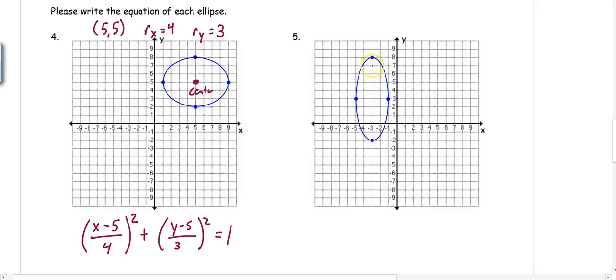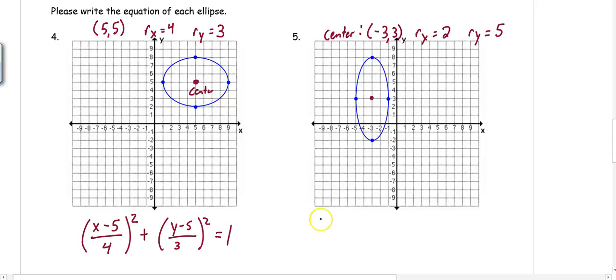So first I'm going to figure out where my 2 axes will meet to form the center. So in this case, my center is at negative 3, 3. My x radius, how far did I go left or right? So I went right 2. My y radius, how much did I go up or down? In this case, I went up 1, 2, 3, 4, 5.